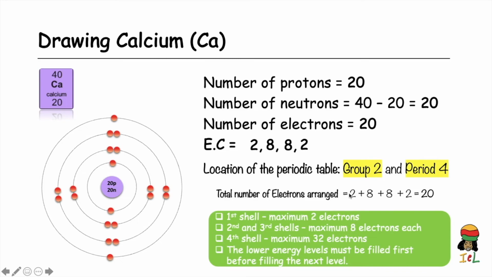Let us check to ensure that all 20 electrons have been arranged on the atom. 2 on the first plus 8 on the second gives 10, plus 8 on the third gives 18, plus 2 on the last gives a total of 20 electrons. As a result, we can say the diagram of calcium is complete.